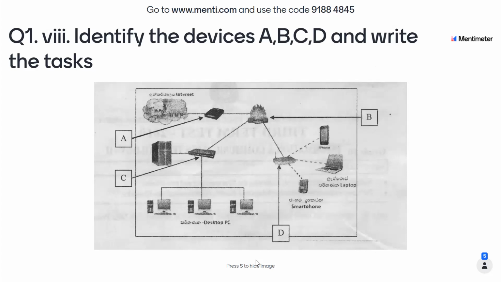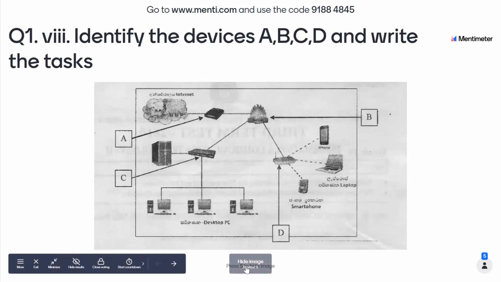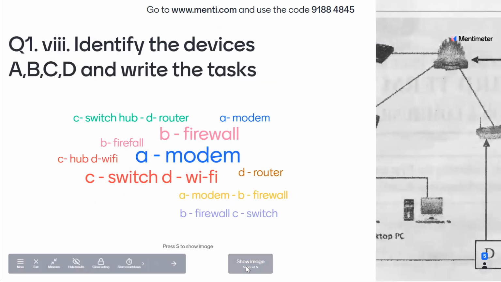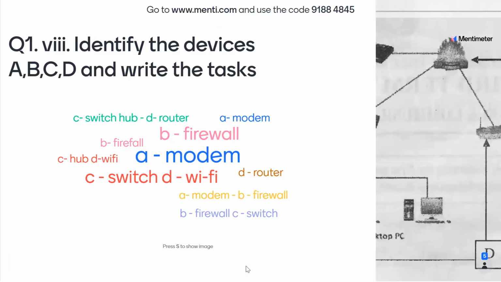Then B. If you look at B, it's a firewall. Or it could be a router as well. So either it could be a router or a firewall, because inside the router you have the firewall hardware, which will block unwanted traffic coming from outside.